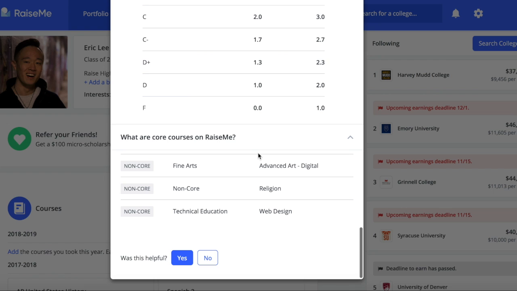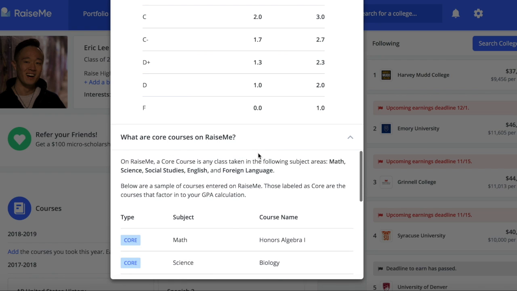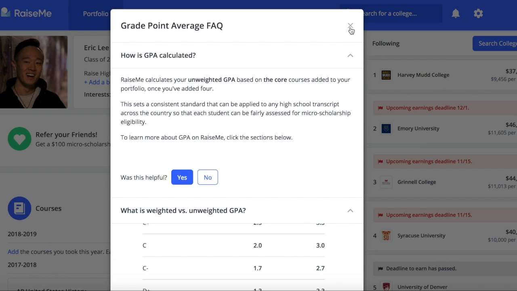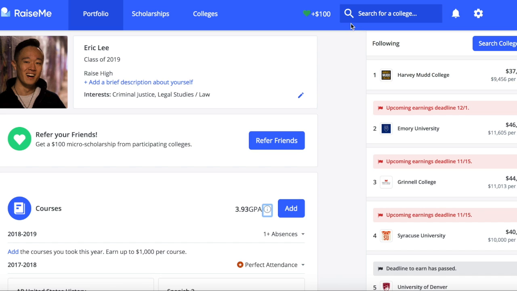So that covers how we look at GPA on RaiseMe. But why should you care? Not only is GPA going to be important for you to know and be able to calculate for yourself as you think about your academic progress in high school, but it's also the way that we're able to help you track your progress on RaiseMe.